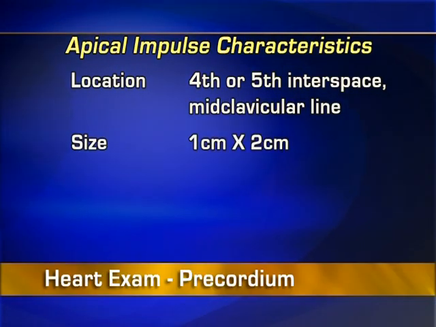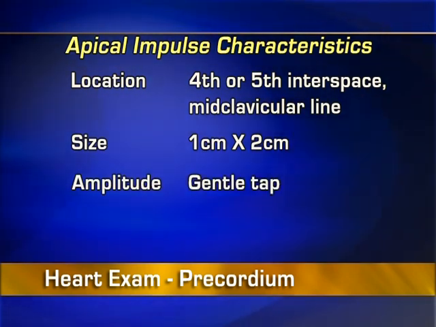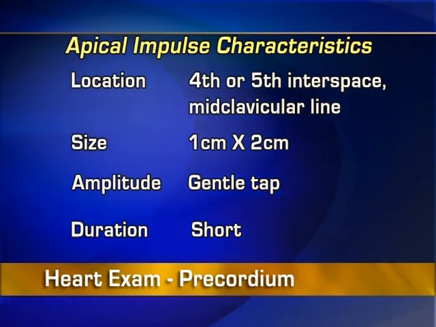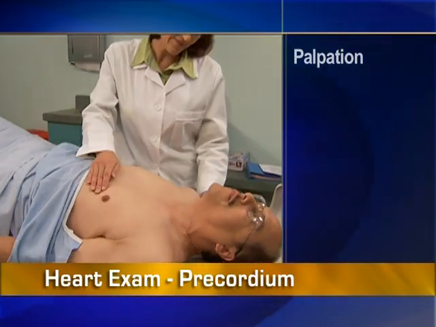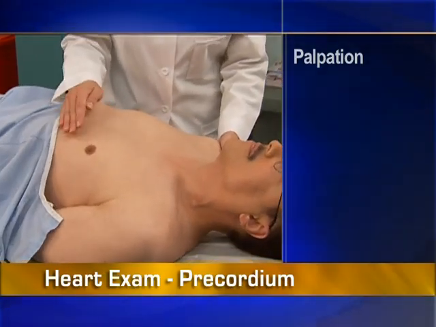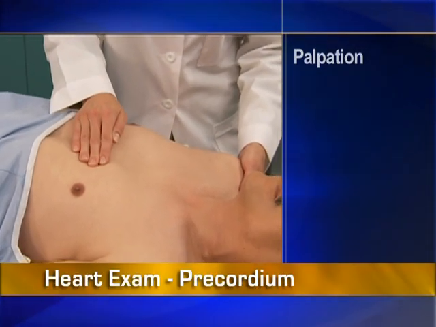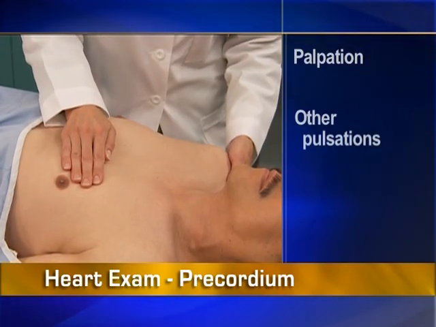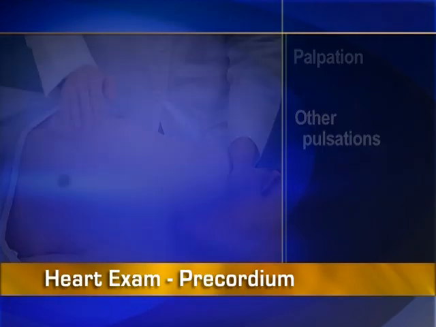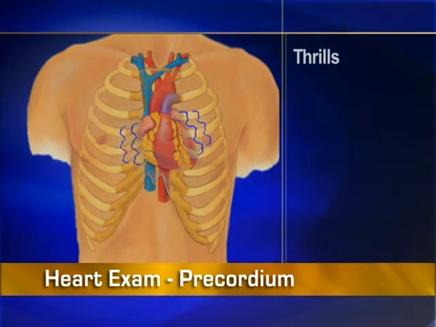Size, which normally is 1 centimeter by 2 centimeters. Amplitude, which should be a gentle tap, and duration, which should be short. Roll on your back, please. Using the base of your fingers, palpate the apex, left sternal border, and base to detect any other pulsations. Normally, none occur. Note any abnormal pulsations such as thrills, which are vibrations that feel like a purring cat's throat and accompany loud murmurs.